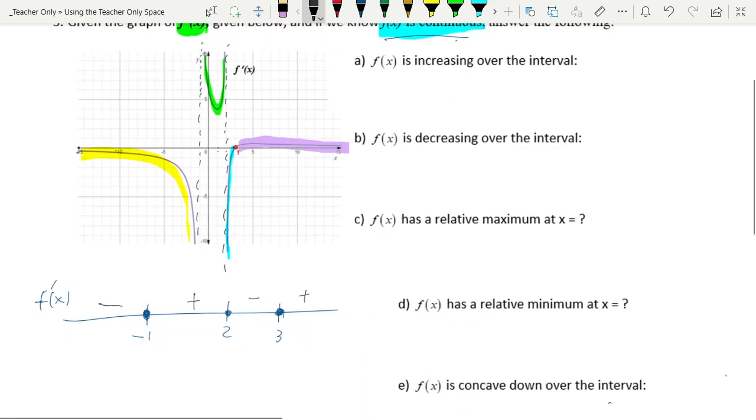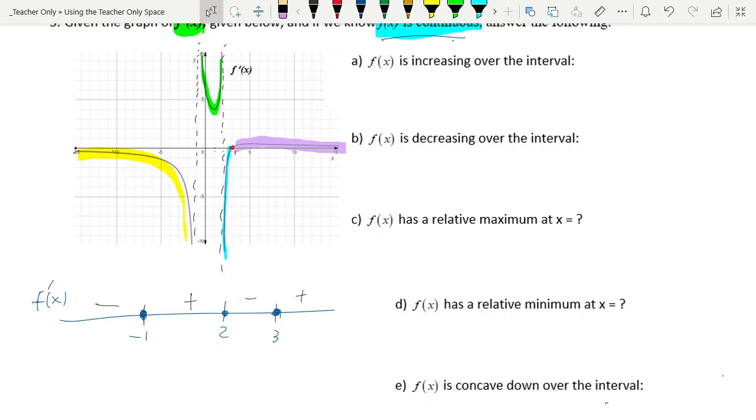So let's go through and see which problems are first derivative questions. They're asking us about where is f of x, not f prime, but f. Where's our original function f increasing? Well, we know if a graph's increasing, it means its slope is positive. The derivative is slope. So I'm just looking for where is my derivative positive? Well, we're positive from -1 to 2 and 3 to infinity. Yay.